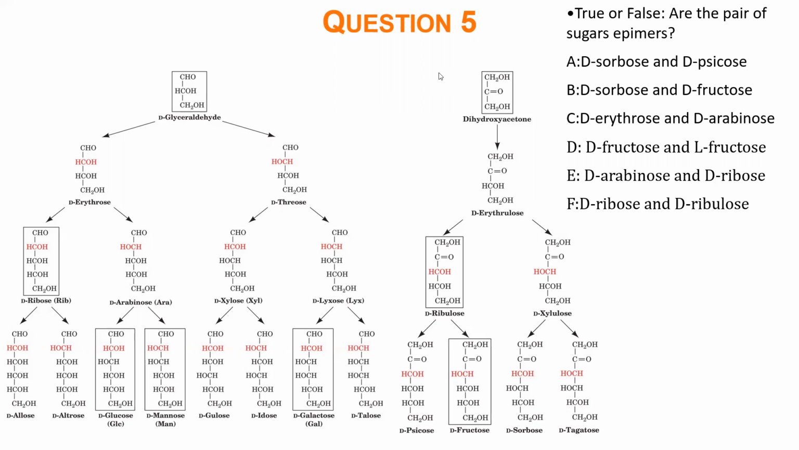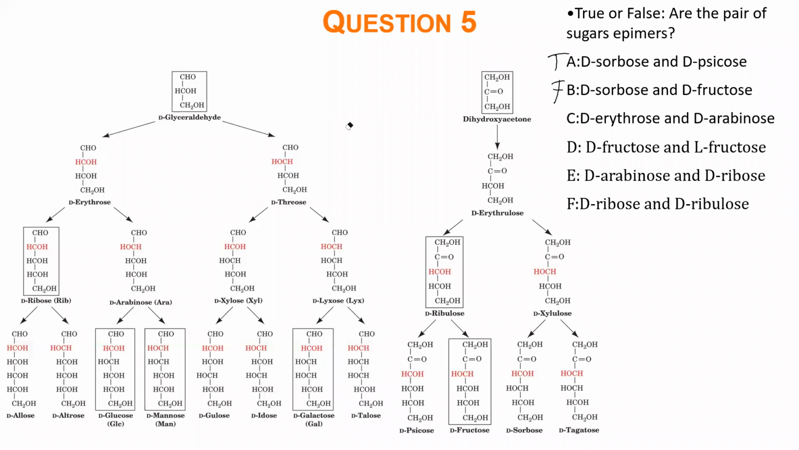Let's take a look at these. So sorbose and psicose. So sorbose is right here, psicose is right here, and they only differ in this carbon. So that is true. They are epimers. How about sorbose and fructose then? So sorbose and fructose are right next to each other. They differ at this carbon and this carbon. So that's more than one. They're not epimers.